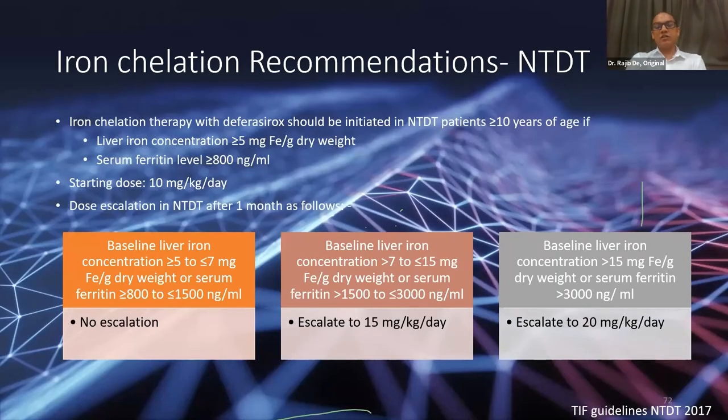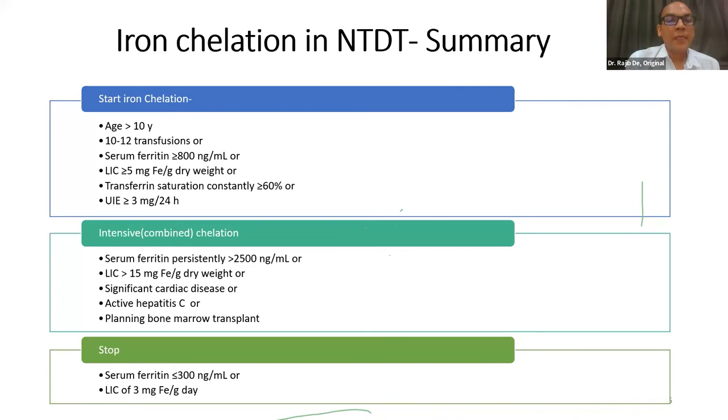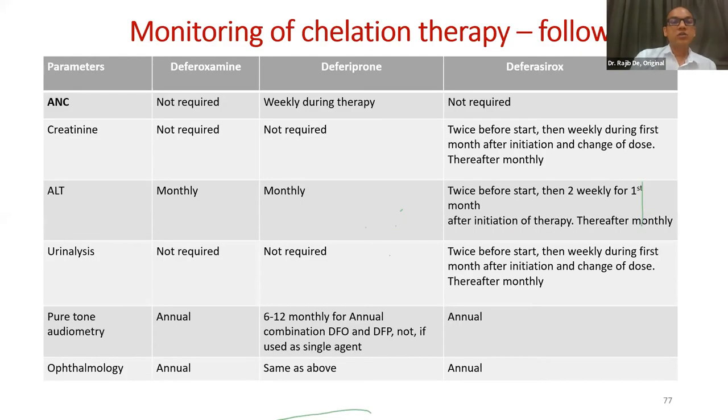There are some different guidelines on how to escalate, how to de-escalate. And we need to monitor that, to reduce the chelation-related complications, chelation-related side effects. We need to regularly do the ANC if we give deferiprone, but for other chelators, it is not necessary. But creatinine assessment needs to be done for deferasirox twice before starting, and then weekly for the first month, and then monthly. Usually we do 3 monthly in our center.